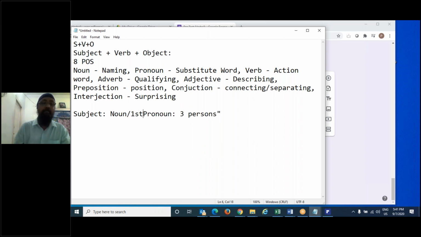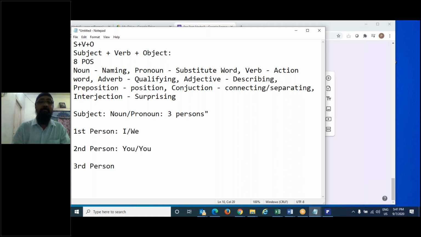Number one is first person, and second person, and third person. So what does first person include, among the noun and pronoun? First person always includes I singular, we plural. Second person includes you singular and you plural. And third person includes he singular masculine, she singular feminine, it singular neutral, they plural, or any noun is considered to be third person only.